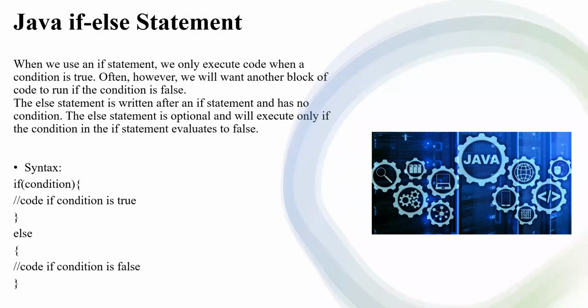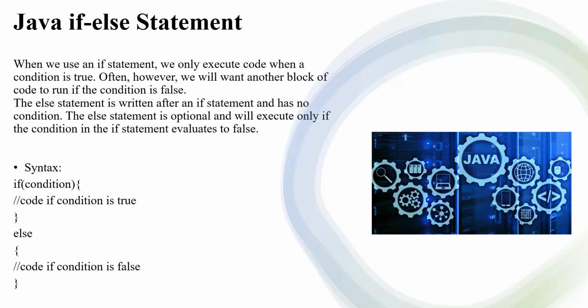Java if-else statement. When we use the if statement, we only execute code when a condition is true. Often, however, we will want another block of code to run when the condition is false. The else statement is written after an if statement and has no condition. The else statement is optional and will execute only if the condition in the if statement evaluates to false.